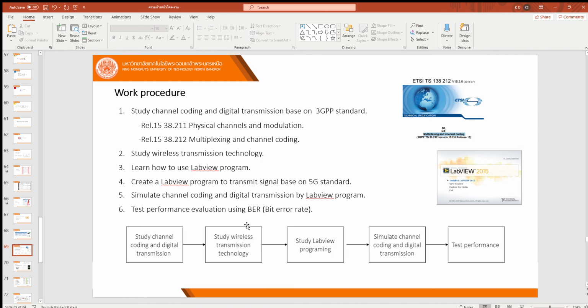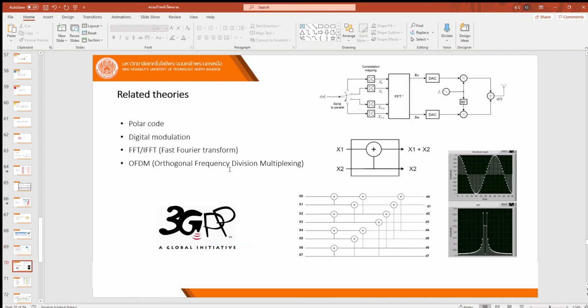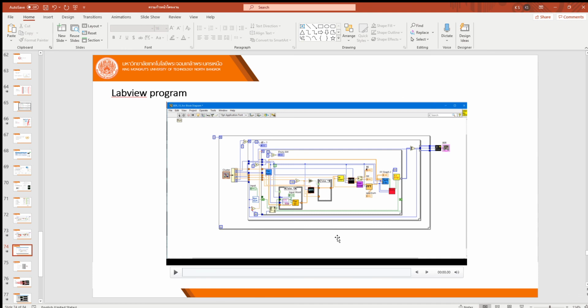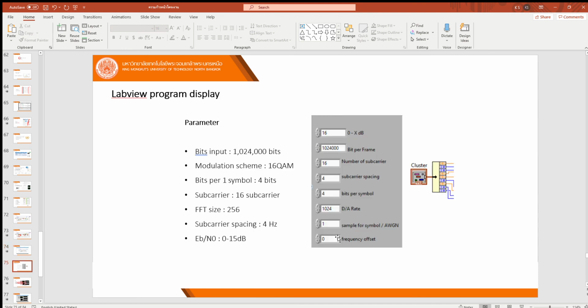So this is how we work. We're going to make use of ETSI TS 138 212 revision 15. In the future, they're going to have release 16. Okay, and this is what we have already tried in the LabVIEW program. To test that our LabVIEW program for polar code is correct, we also use the bit input, as you can see here.